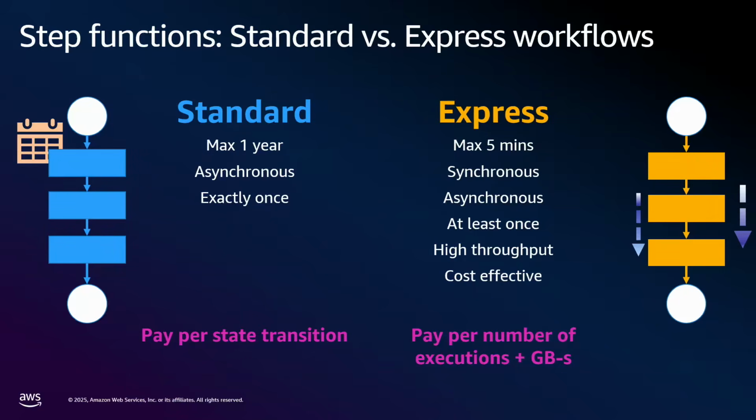And if you didn't know, there are actually two flavors of Step Functions. There are Standard workflows, which can run for up to a year and are asynchronous. And then we have Express workflows, which are fast and built for high throughput. They can run for a maximum of 5 minutes, and they can also be synchronous. The pricing is different. Standard workflows are priced per state transition, and Express workflows are priced by the number of executions and also the memory consumption.